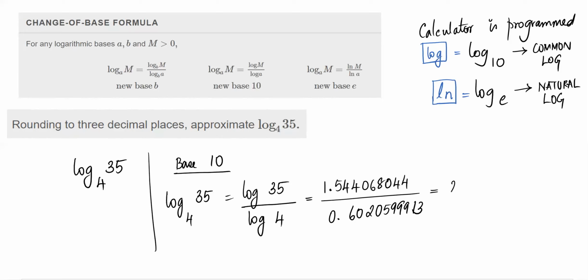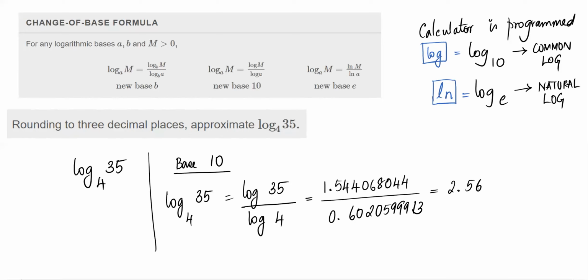That gives me 2.564641508. But remember, the question wants us to approximate it to the third decimal place. So look at that, and then that becomes 2.565. That's your answer when you use base 10.